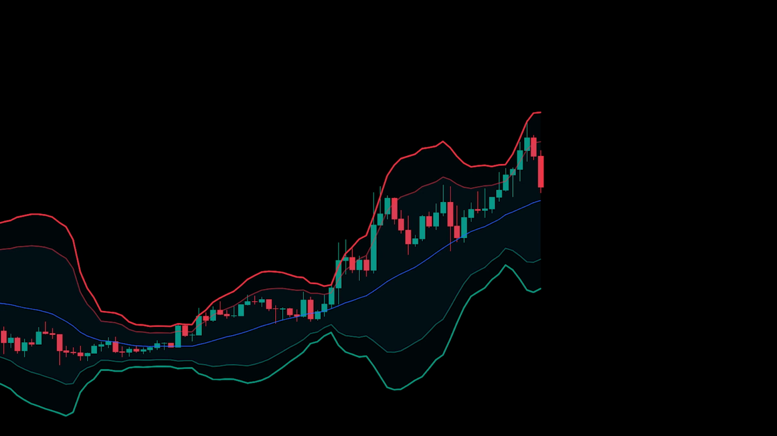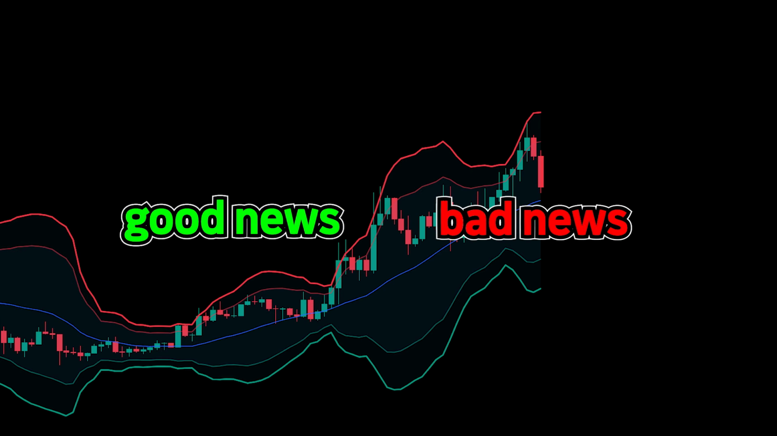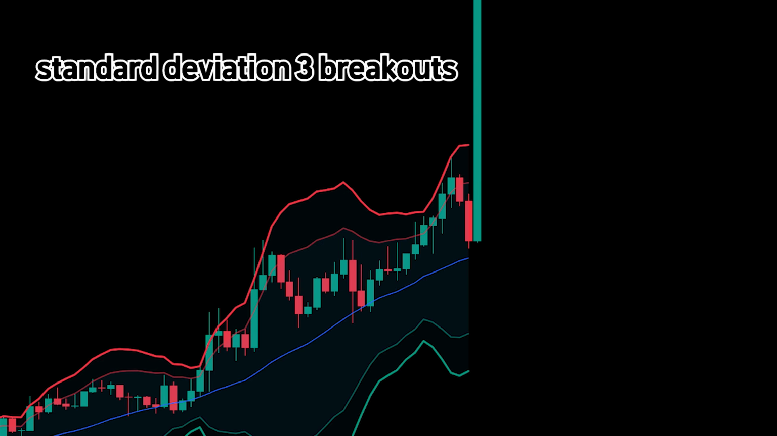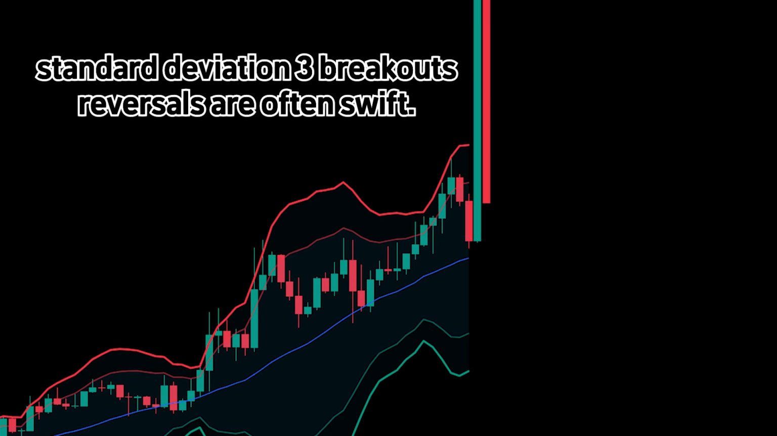First, immediately after unexpected news or events. When a sudden negative or positive catalyst causes price to spike excessively, standard deviation 3 breakouts appear frequently. Markets tend to correct overreactions, so reversals in these zones are often swift.